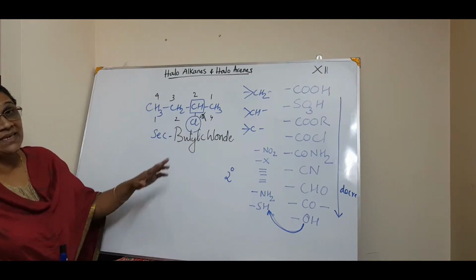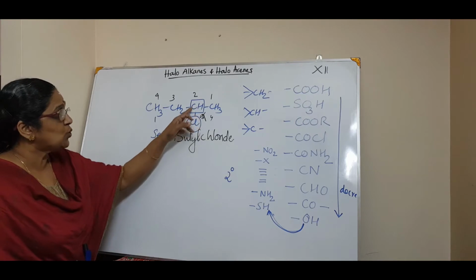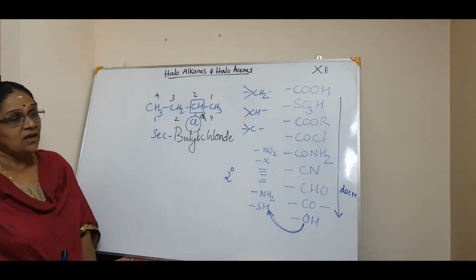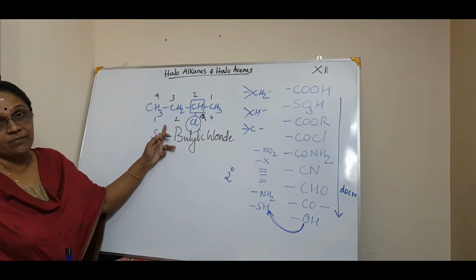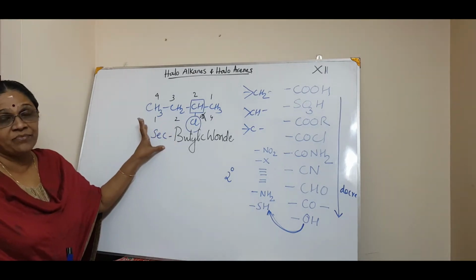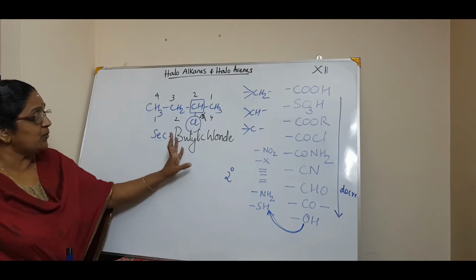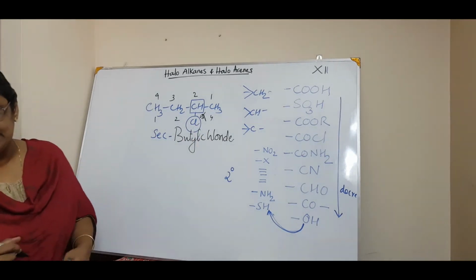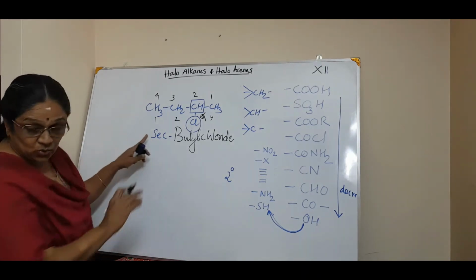Now what is the IUPAC name? IUPAC is easy, because it is 2-chlorobutane. It's very simple. Okay, you are confusing it with the common name. So is the common name okay? Secondary butyl chloride. Okay. Next we will also see this one, that is (CH3)3C. So this is okay, right?